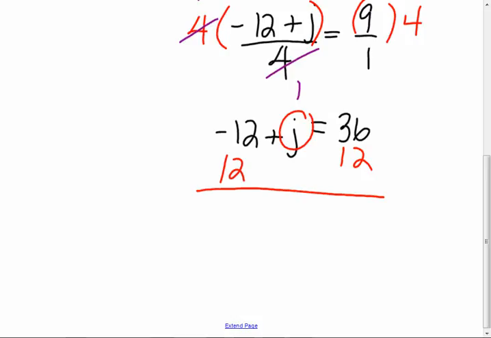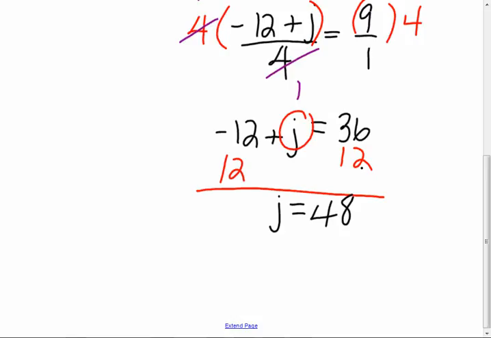Okay, does that give you 0? Yeah. What's 36 and 12? What's 2 and 6? What's 2 plus 6? 8. What's 3 plus 1? 4. 48. Now, does that work?